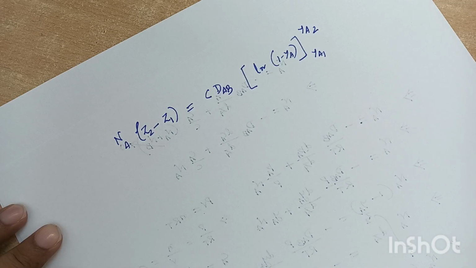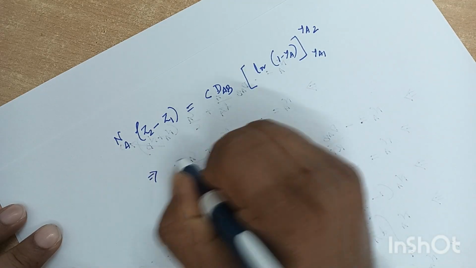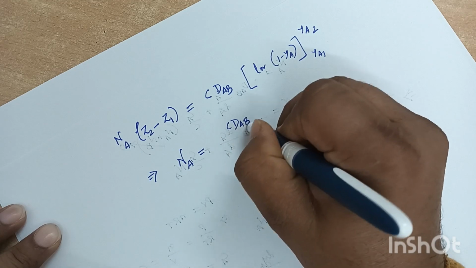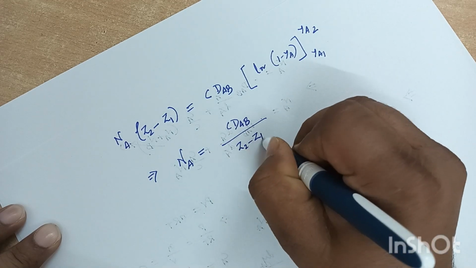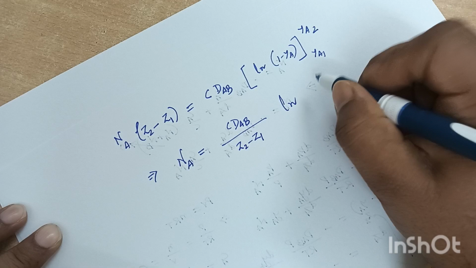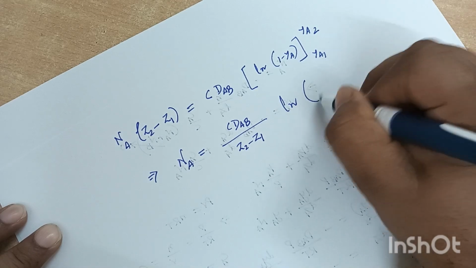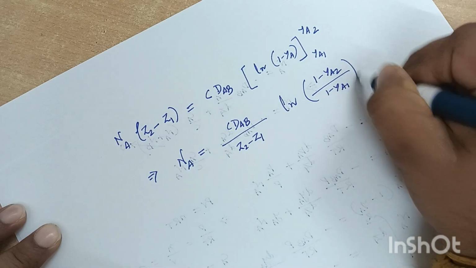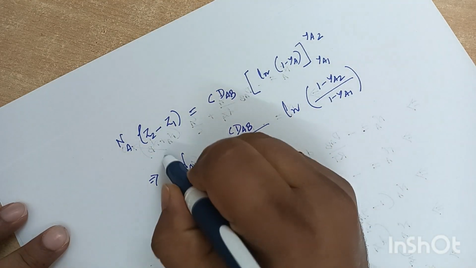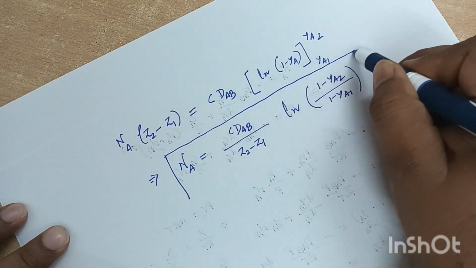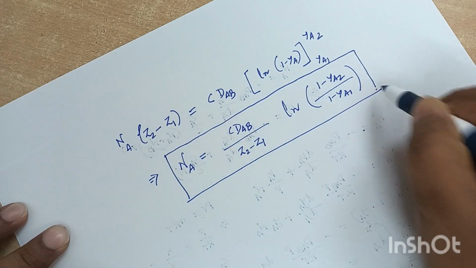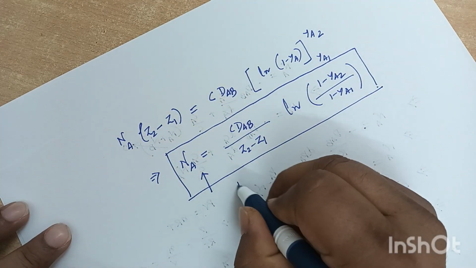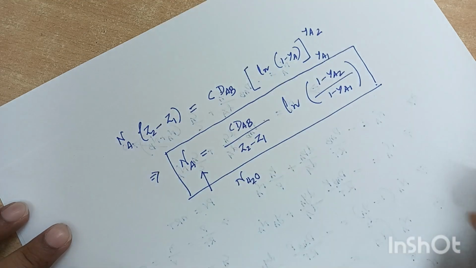and the final expression for flux is going to be Na is equal to c Dab over (z2 minus z1) times natural logarithm of (1 minus ya2) divided by (1 minus ya1). So this is basically the final expression that we have derived, using which you can find out the flux of water in the given case.